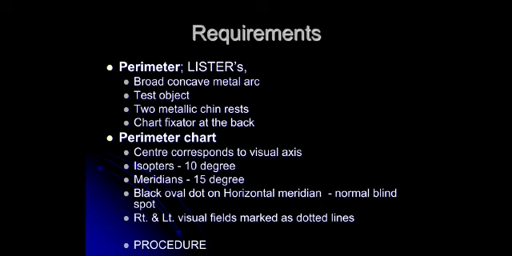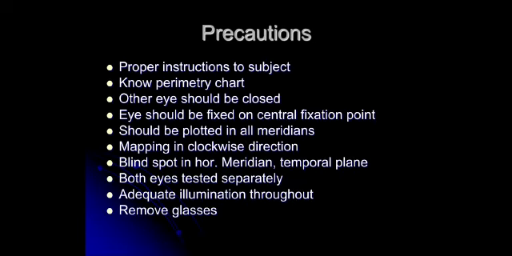For comparison with the normal field of vision, right and left visual fields are marked on the chart as dotted lines. For mapping the visual field, the chart is fixed to the back of the perimeter. So test objects can be of 5, 10, 20 mm size. It is placed in the groove. The test object moves with the knob, which causes the movement of the pin.